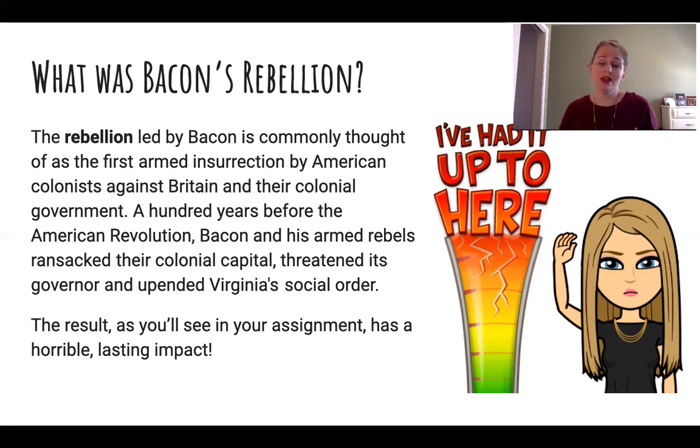And what happened was that Nathaniel Bacon and a group of farmers that were very upset all got themselves armed and basically went into the colonial capital and decided that they weren't going to take what the government was making them do anymore. They threatened the governor, upended social order, burnt the Capitol down to the ground, and just wreaked havoc as a way to say, we don't like what's happening.